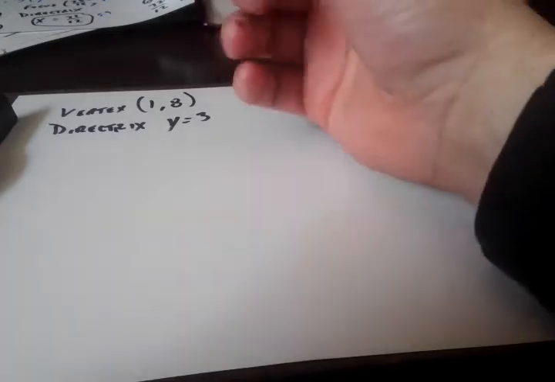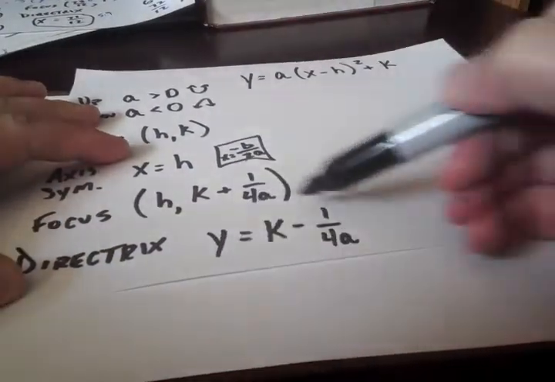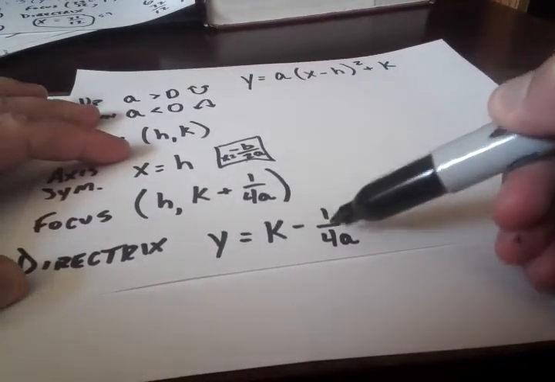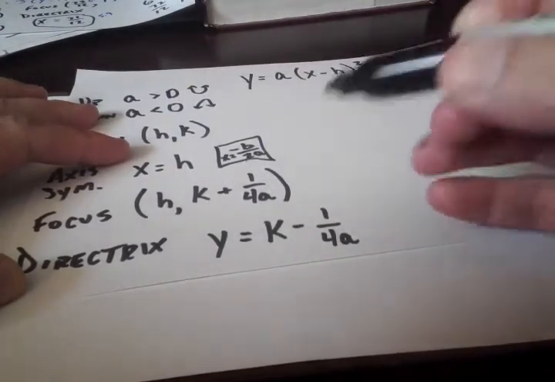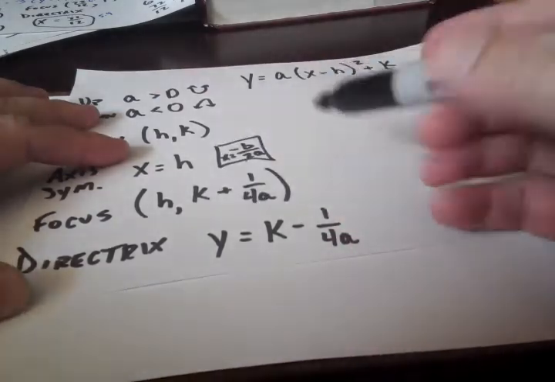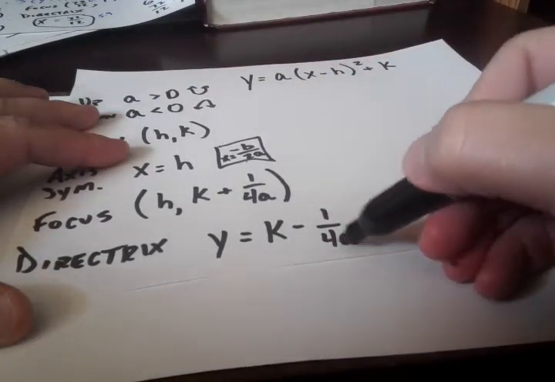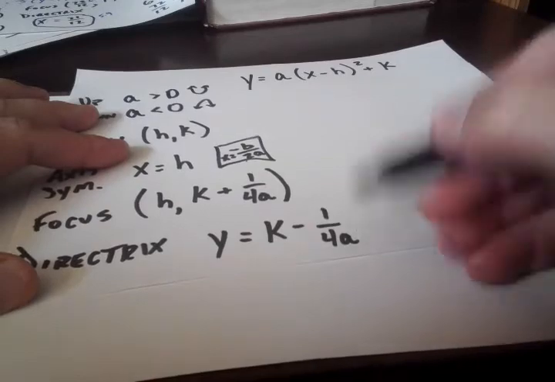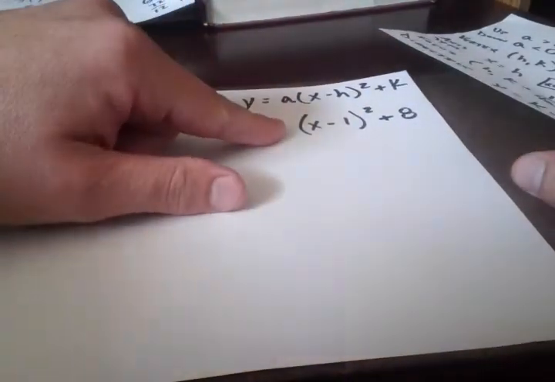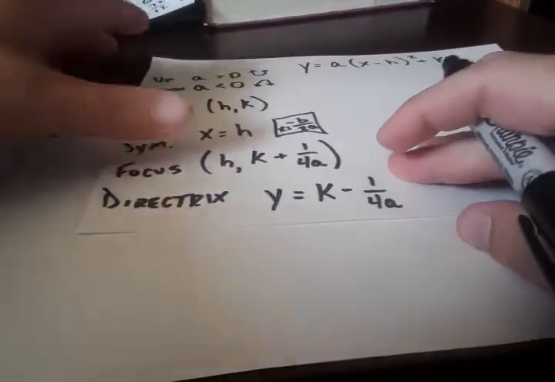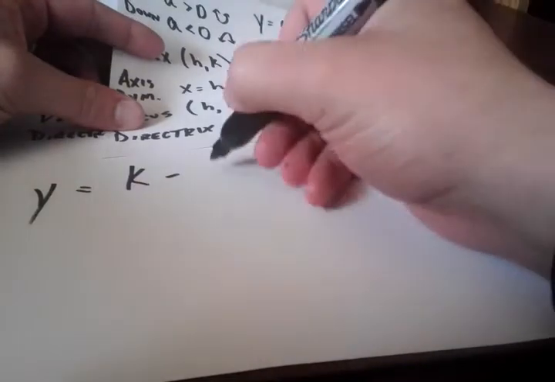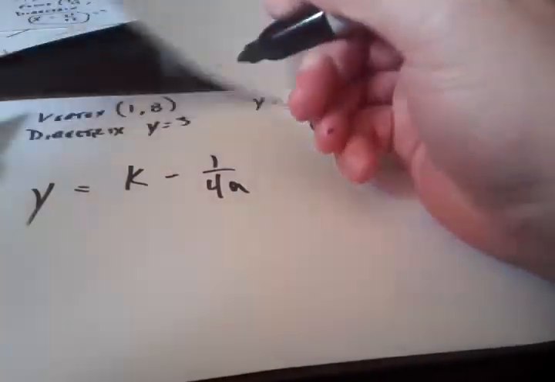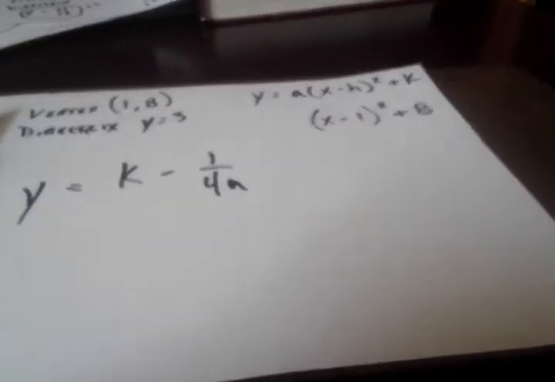If you remember, or at least from the chart, I can show you right here, the directrix formula is y equals k minus 1 over 4a. And look, a is in this formula, and that's what we're looking for. We need to put a in our equation here. So I want to copy this down right here: y equals k minus 1 over 4a. And we're going to solve that for a.